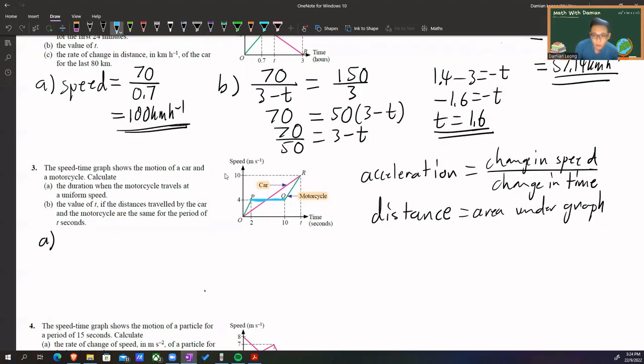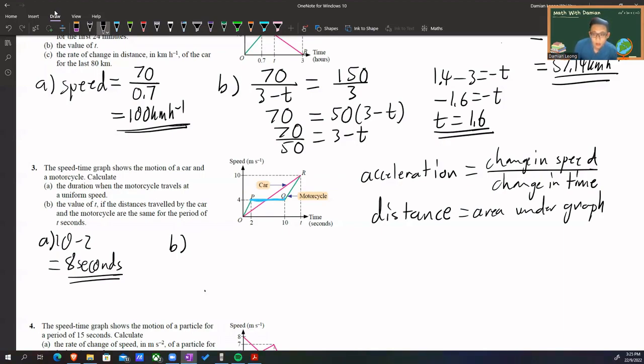So duration from 2 to 10. So 10 minus 2, which is 8. Follow the units given in the horizontal axis. So 8 seconds. And for part B, value of t if the distance traveled by the car and motorcycle are the same for the period of t seconds. So distance are the same means area under the graph for both the car and the motorcycle is the same.